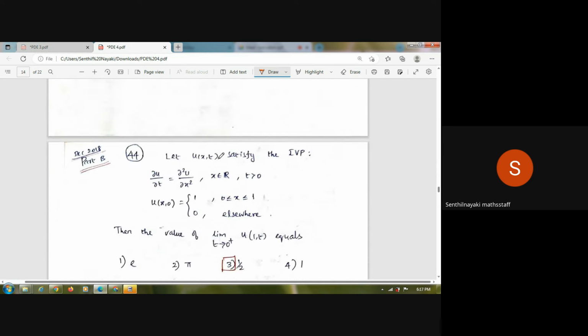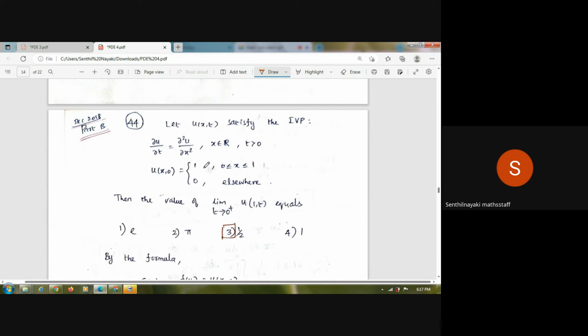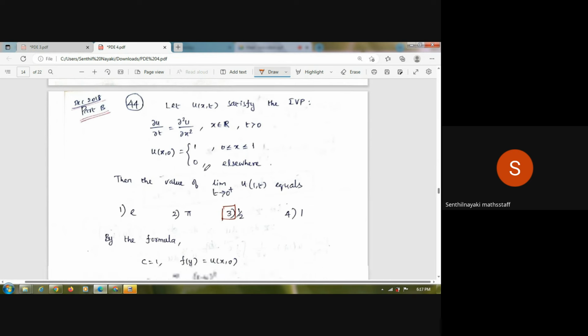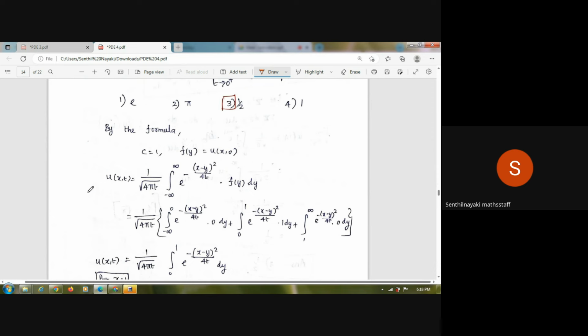So the same wave equation can be solved with the help of D'Alembert solution. Okay. Next question is heat equation. For the heat equation, we have u of x comma 0 equal to 1, and k value is here 1. We have to find out the value of limit t tends to 0 plus u of 1 comma t. So here we have one formula like wave equation, that is this formula. u of x comma t equal to 1 by square root of 4 pi t integral minus infinity to plus infinity e power minus, okay, this term.